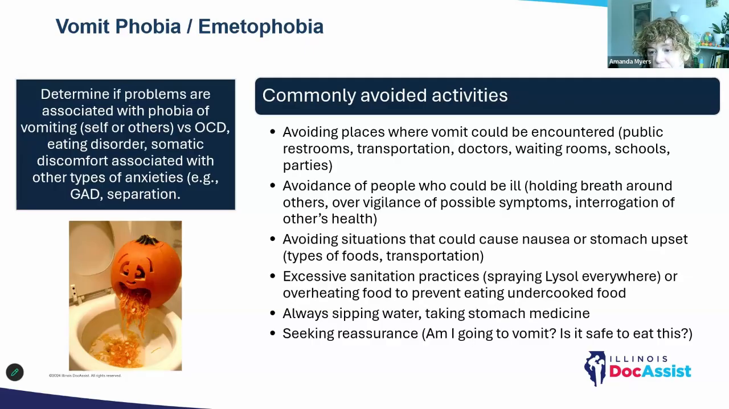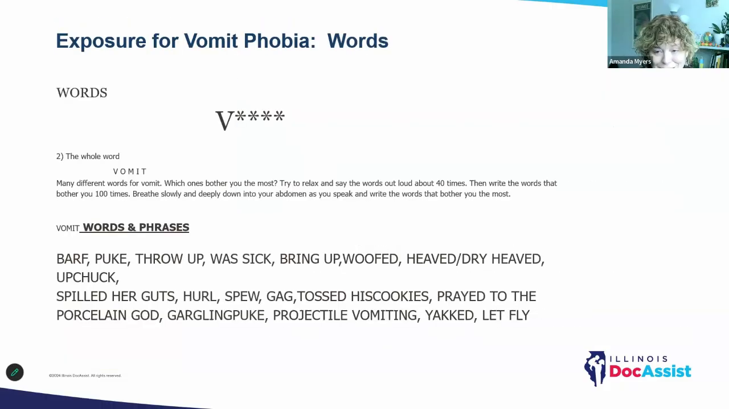I think that the main idea of this is that kids with this will often avoid doctor's offices, transportation, schools. They'll avoid people who are ill. Maybe they'll hold their breath. Maybe they'll excessively wash their hands. They're maybe always sipping water. They're checking their stomach with a stethoscope, seeking reassurance, like I mentioned. So that's why it's important that we intervene with this. So what does that look like?